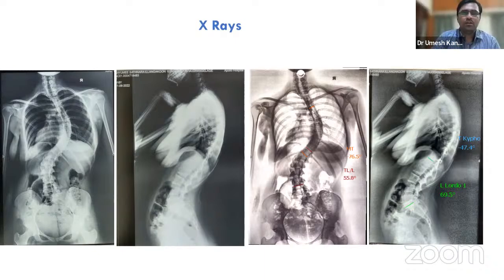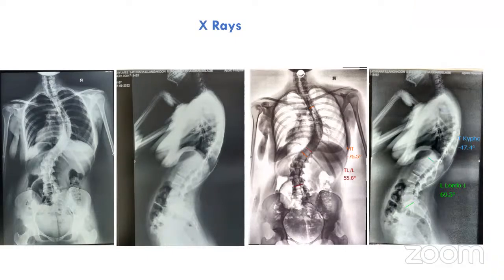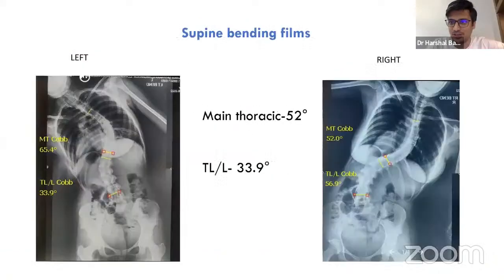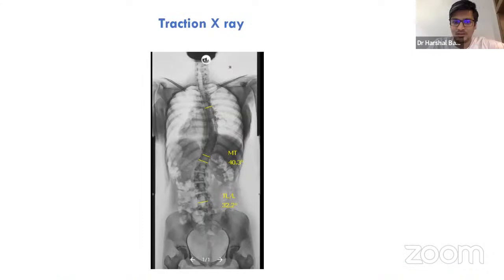Yes, sir. So we have done traction X-ray. On traction X-ray, the disc space was symmetrical below L3, and we were performing the surgery under traction. Can you show us that? Can you show us the traction view? Can I show the other images?